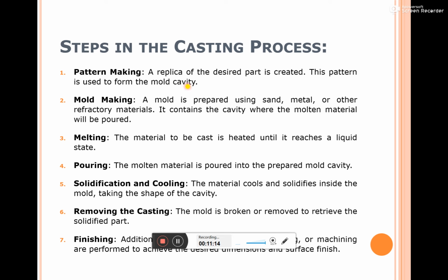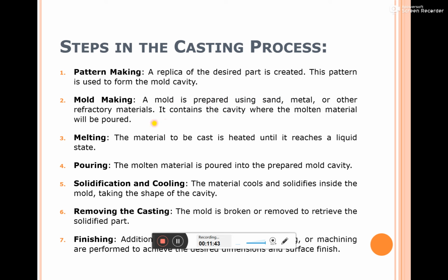the mold cavity. Pattern is the replica of the desired part. Whatever product we are going to manufacture, it looks the same. It is the replica, copy or duplicate of that particular part. So this pattern we are going to use to form the mold cavity. Next, we are going to dump the molding sand in the mold boxes.